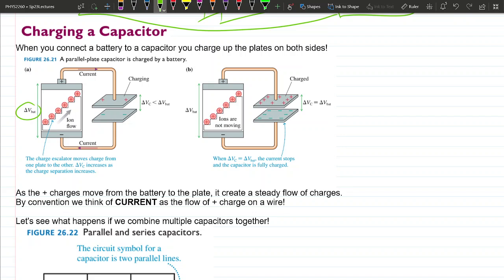So if you connect the positive end of the battery to the positive end of your capacitor, and the negative end to the negative end of the capacitor, what will happen is that these positive charges will start piling up on the positive end of the capacitor.